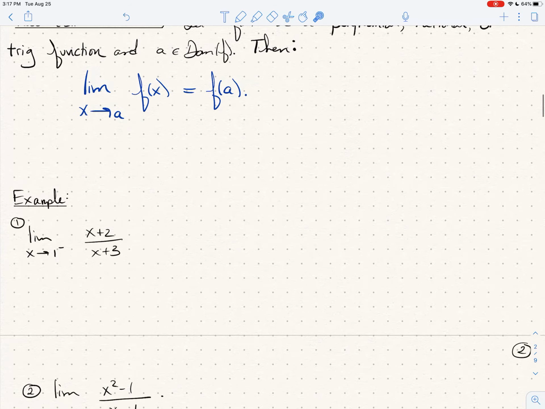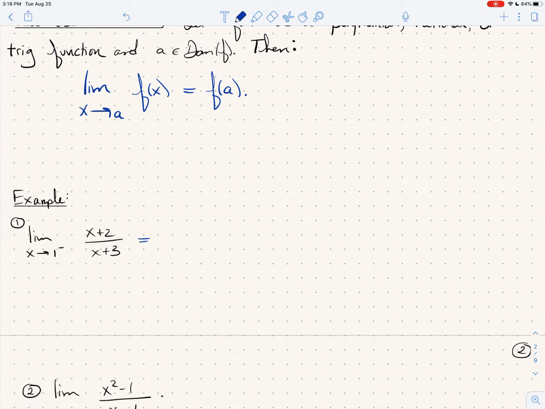I wanted to do an example with you right away. So let's look at this guy. So here is a nice rational function. A rational function is a ratio or a fraction of polynomials. These are both linear polynomials. And I think about this function. Its domain, you can see, is everything except x equals -3. I'm not going to write that down. I just want to be aware of that. So I know that 1 is in the domain of this function. And what that means is, when I want to compute this limit, I can just plug it in.